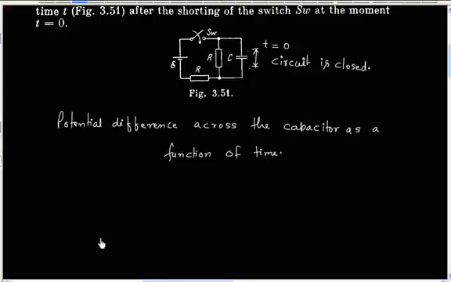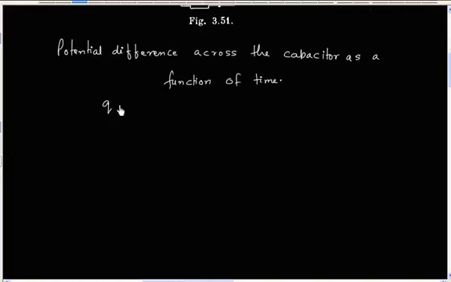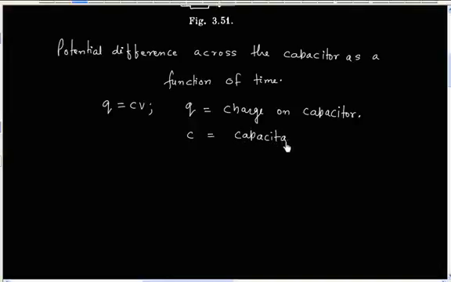Now you may remember the formula Q equals CV, where Q is the charge on the capacitor, C is the capacitance, and V is the voltage across the capacitor, or potential difference across the capacitor.